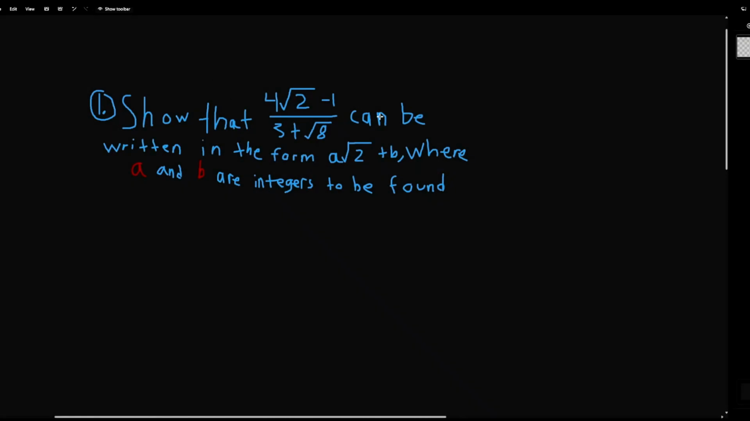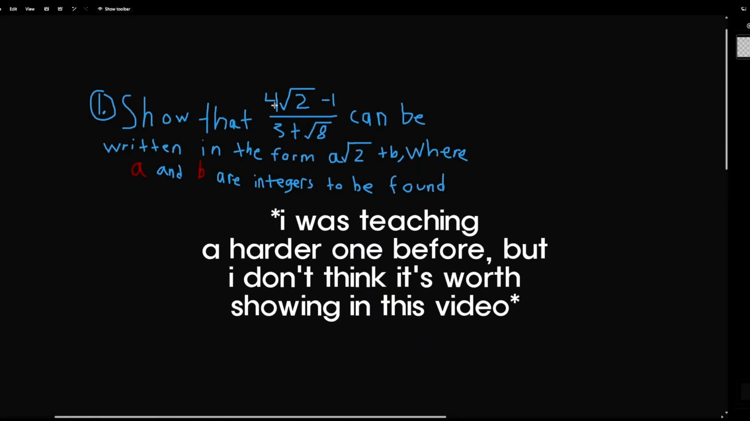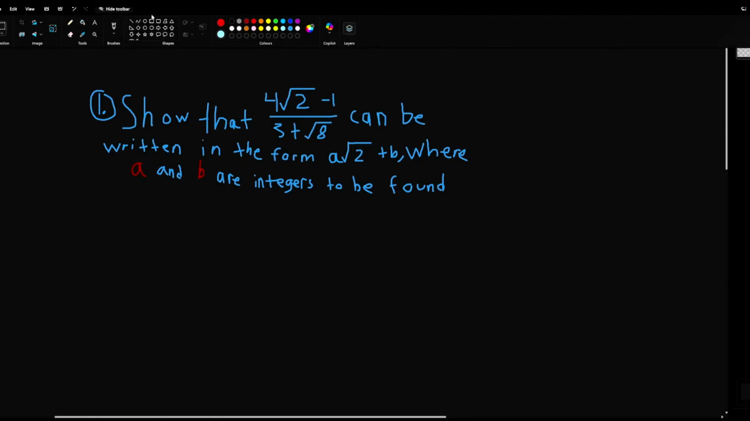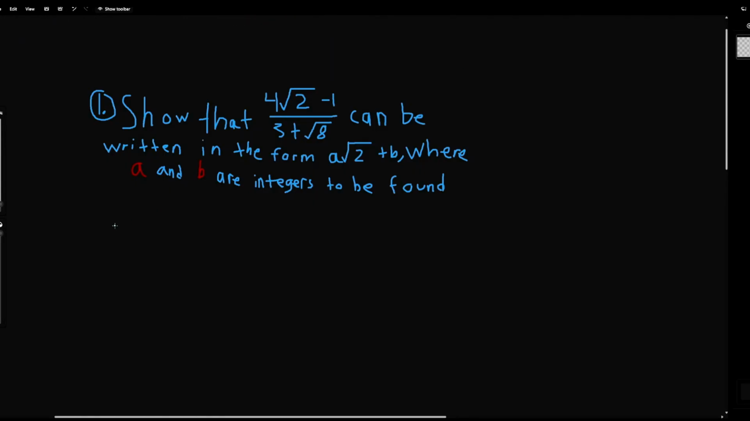So this is a much easier question. Show that (4√2 − 1)/(3 + √8) can be written in the form a√2 + b, where a and b are integers to be found. So first thing we can do is just write this out, right? So (4√2 − 1) over (3 + √8). And let's see if there's anything we can simplify.